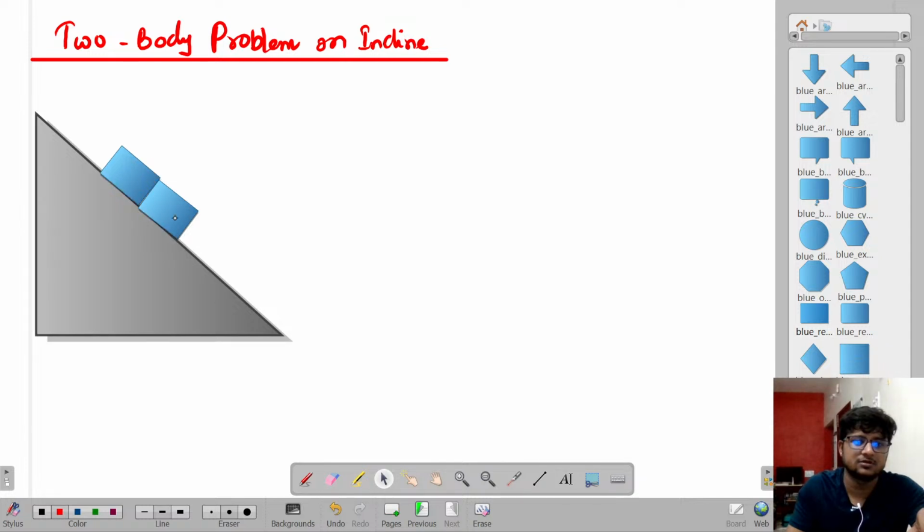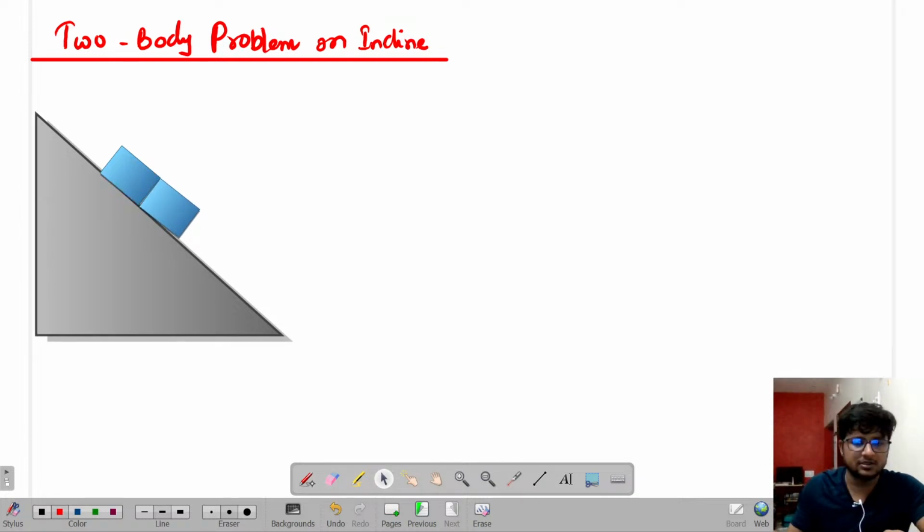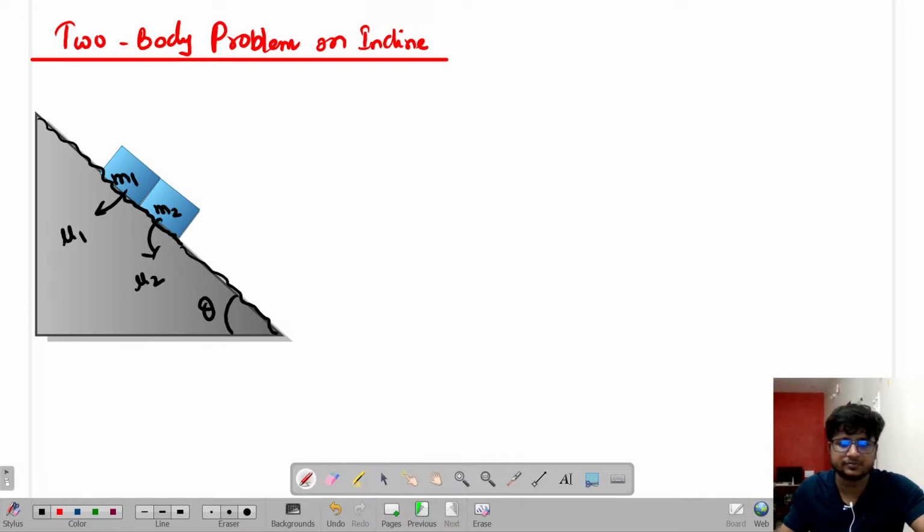Now suppose I take two masses and arrange them like this on the incline, okay. Let's suppose this is mass m1 and this is mass m2, and the surface of this inclined plane is perfectly rough. Okay, and this angle is theta. Let's suppose here the coefficient of friction is mu1 and here the coefficient of friction is mu2. Now look over here.